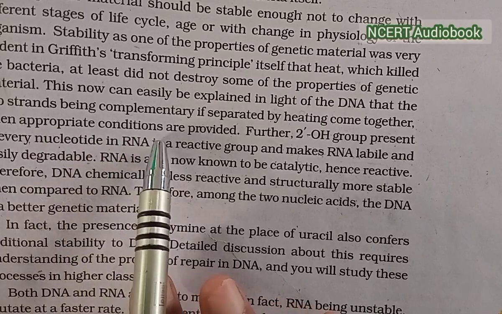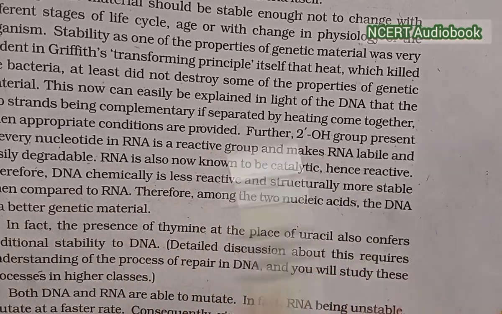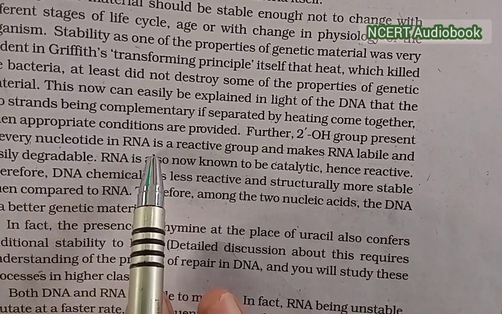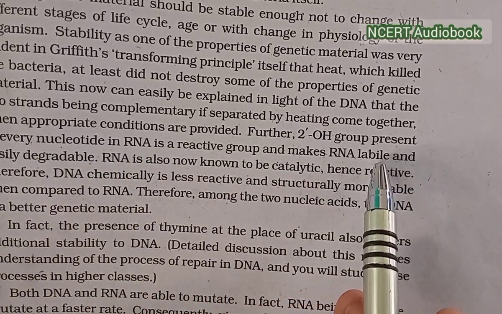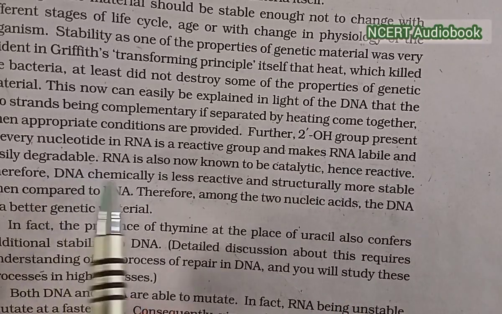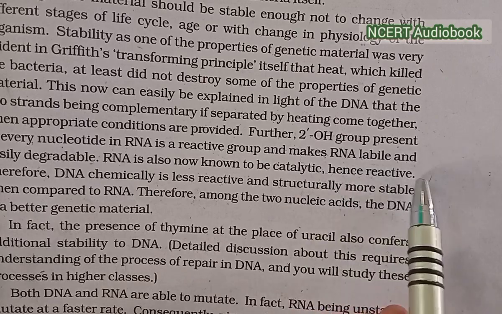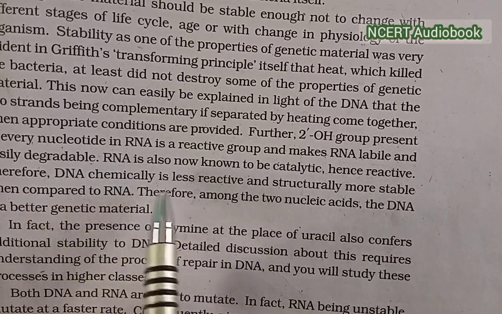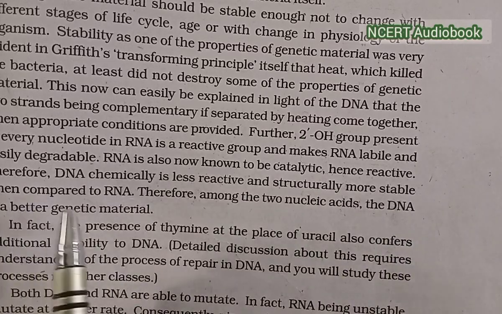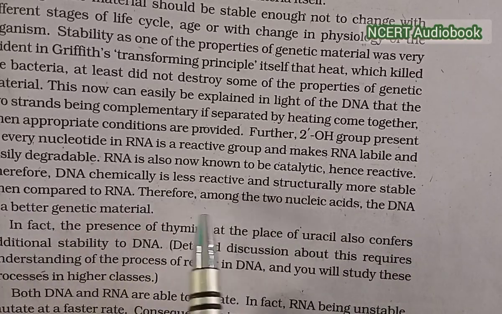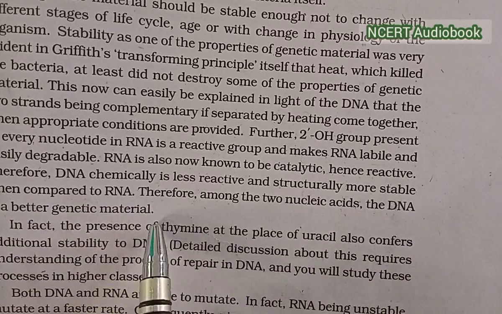when appropriate conditions are provided. Further, the 2'-OH group present at every nucleotide in RNA is a reactive group and makes the RNA labile and easily degradable. RNA is also now known to be catalytic, hence reactive. Therefore, DNA chemically is less reactive and structurally more stable when compared to RNA. Therefore, among the two nucleic acids, DNA is the better genetic material.